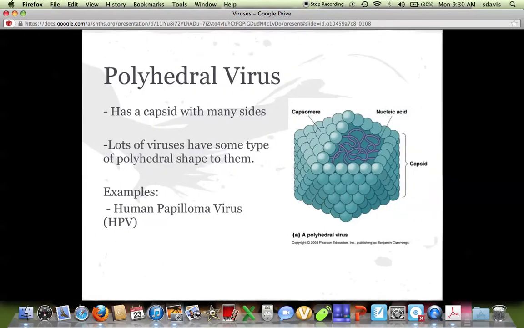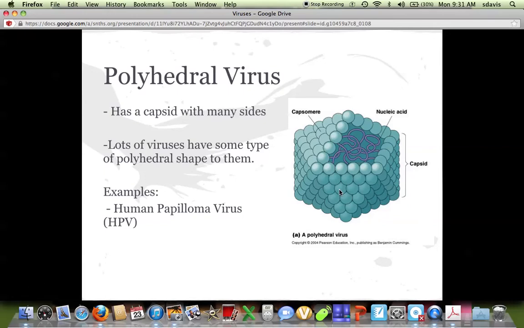So going into more detail, a polyhedral virus has a capsid with many sides, and so you see that for this virus there's like a lot of little triangles making up the sides, and inside you see the nucleic acid. And many viruses have this type of structure.